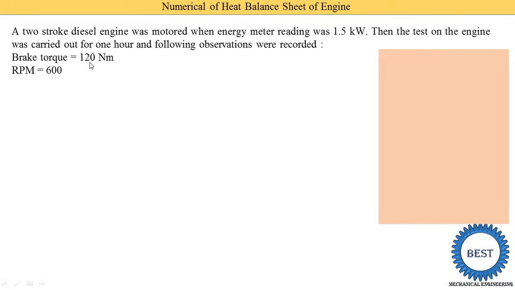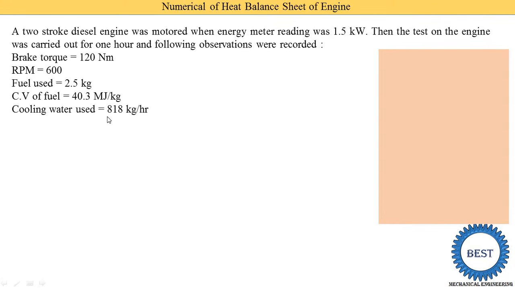First, the brake torque is equal to 120 Newton meter, RPM 600, fuel used is 2.5 kg. This data is for 1 hour, meaning in 1 hour 2.5 kg of diesel is used. CV of the fuel, meaning the calorific value of the fuel, is 40.3 megajoule per kg. Cooling water used is 818 kilojoule per hour. Rise in cooling water temperature is 10 degree centigrade.